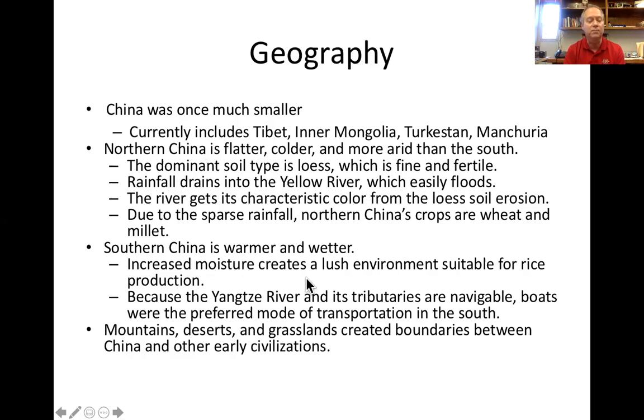Southern China is a bit different. Climate's different, a little warmer, wetter. There's more rain there, and it's in southern China where you see this major river, the Yangtze River, and all of its tributaries. It's a little more navigable than the Yellow River, those tributaries. It's also in the south where you see the domestication and the growing of rice production in the south.